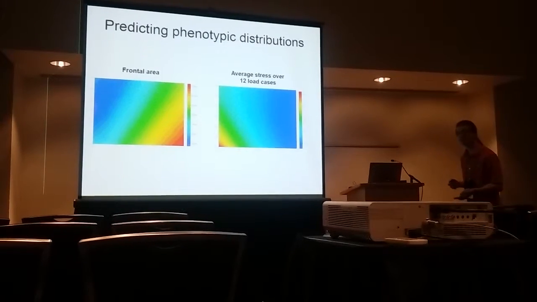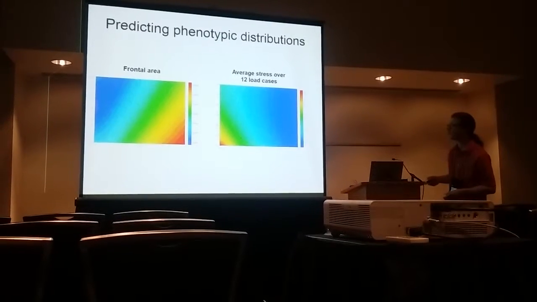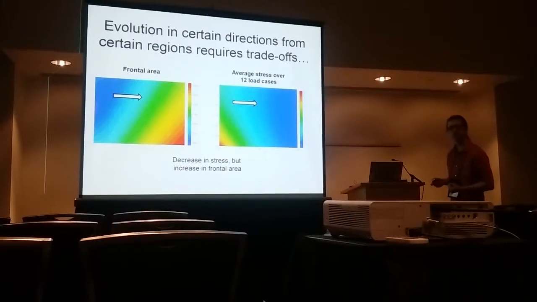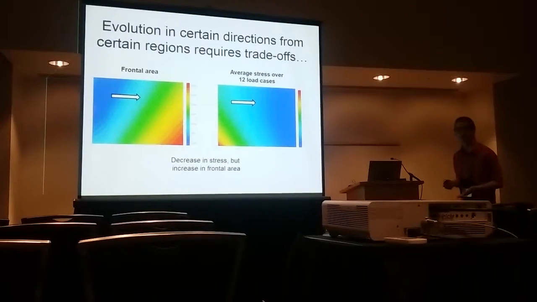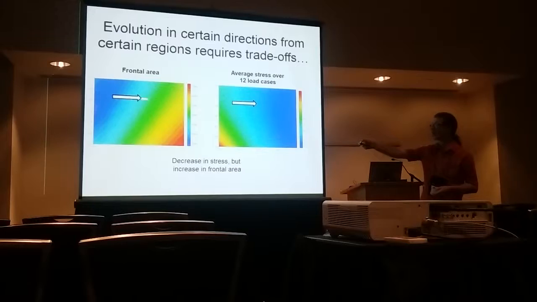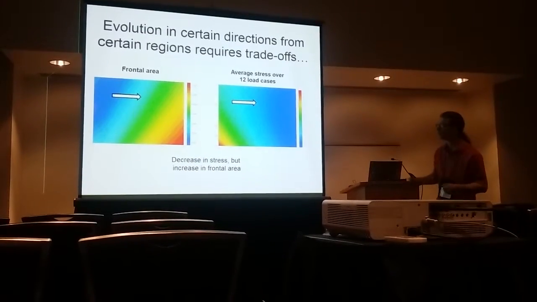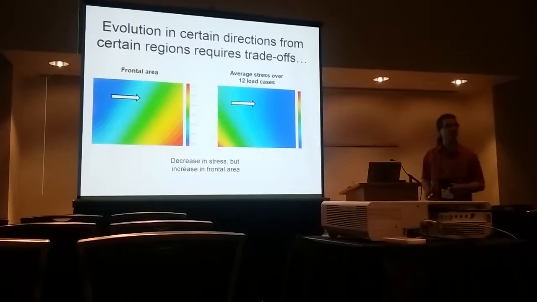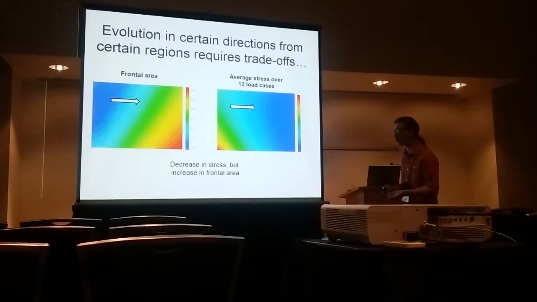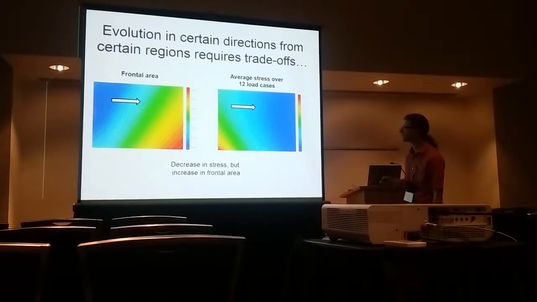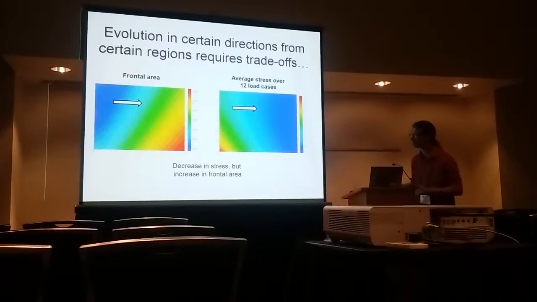So we've got both of these performance surfaces lined up side by side. Hydrodynamics right here, strength over here. Usually, for these surfaces, evolution in one direction from a certain spot is going to require a trade-off. So here, starting here, evolving a higher PC1 score, well, you're going to get less stress, and that's good. That's a stronger shell. But you're going to get a higher frontal area, so that's going to be a harder shell to swim with. So, that requires a trade-off that may or may not be beneficial for a given turtle species.